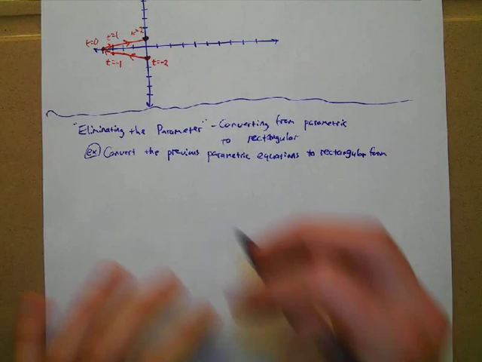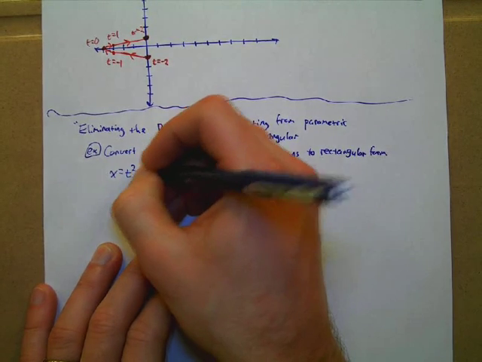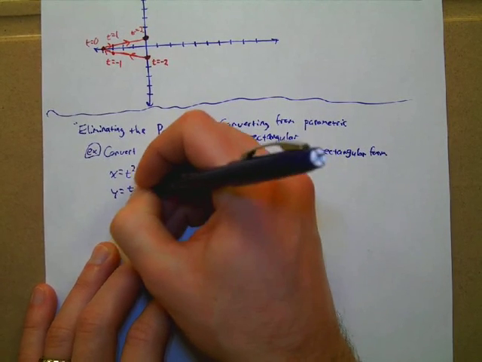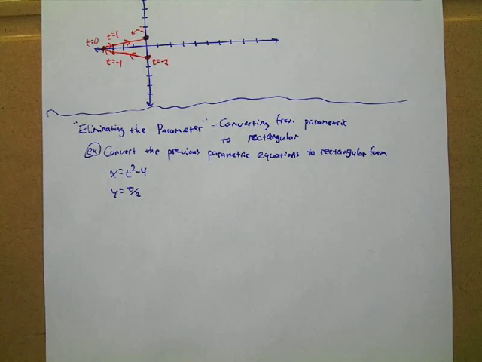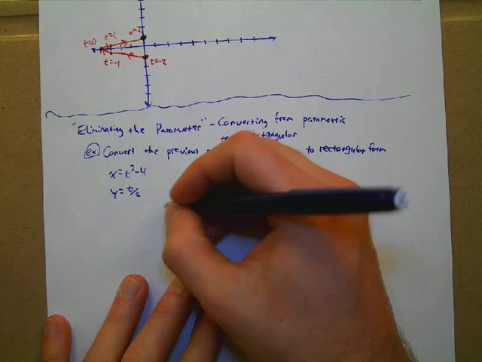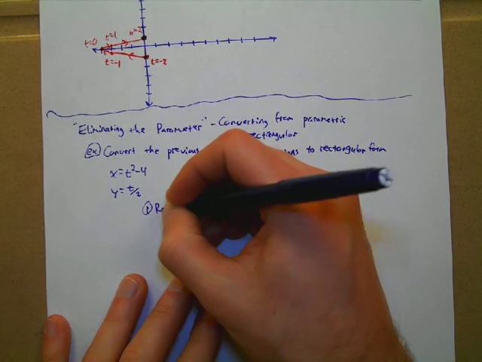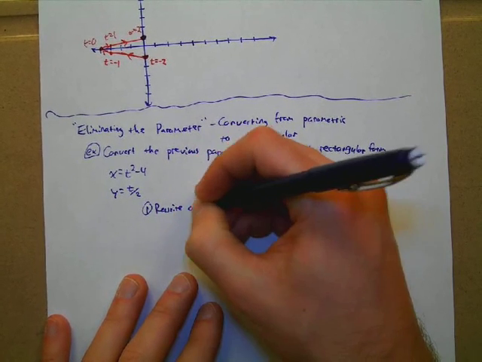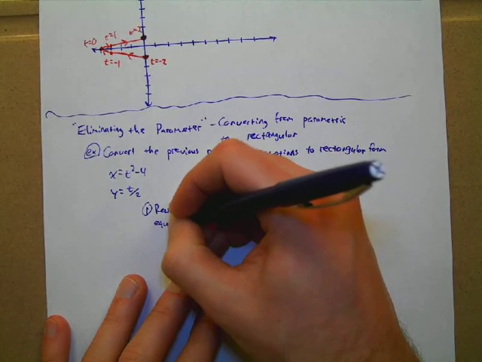Okay, and so the steps are actually pretty straightforward. Again, we want to take these two equations and rewrite them into a single equation with only x's and y's. And it's actually very simple. So step 1, we're going to rewrite one equation by solving for t, the parameter here. Let's take this bottom one, because that one's the easiest to solve for t, and we'll just multiply both sides by 2. So now we have t is equal to 2y, and x is still equal to t squared minus 4.